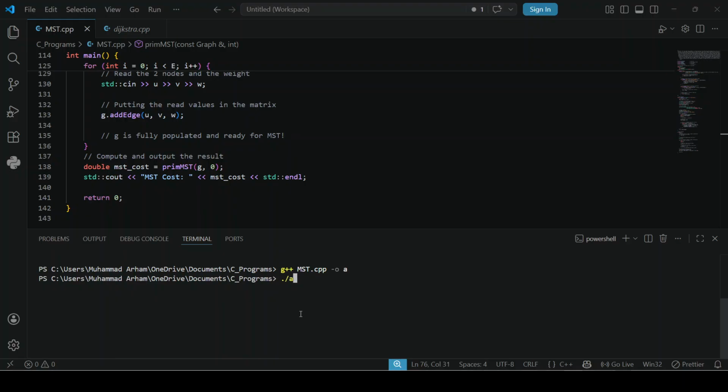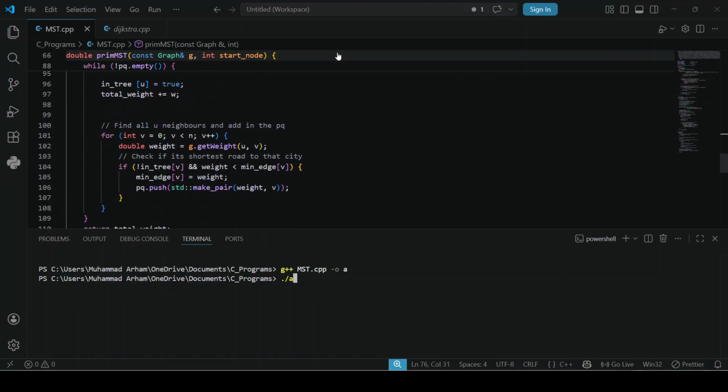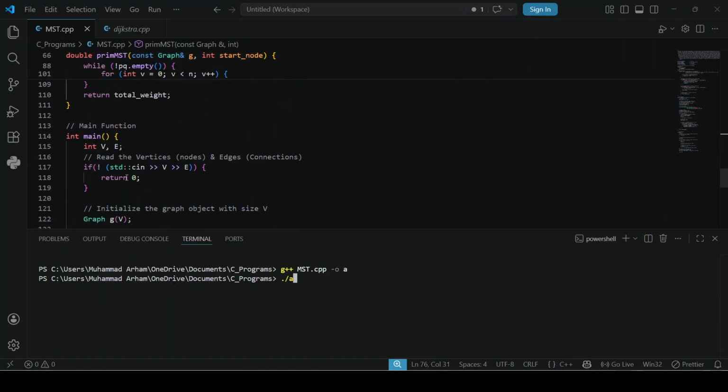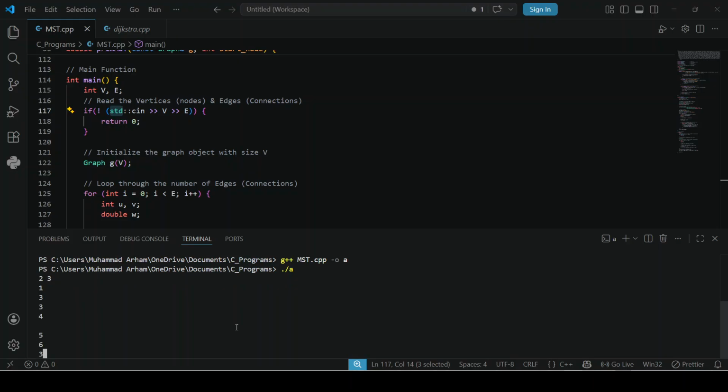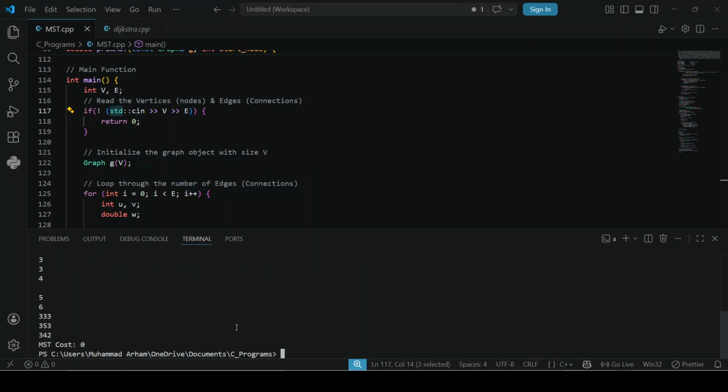But actually, we don't have the input file. See here, it is actually taking an input file. You can see here, the standard in. So we'll input the file, and then it will process. So I'm just entering some random numbers, like two nodes, three nodes, one here, two here, three here, four here. It will output five, and then six, then seven, and then eight, nine.